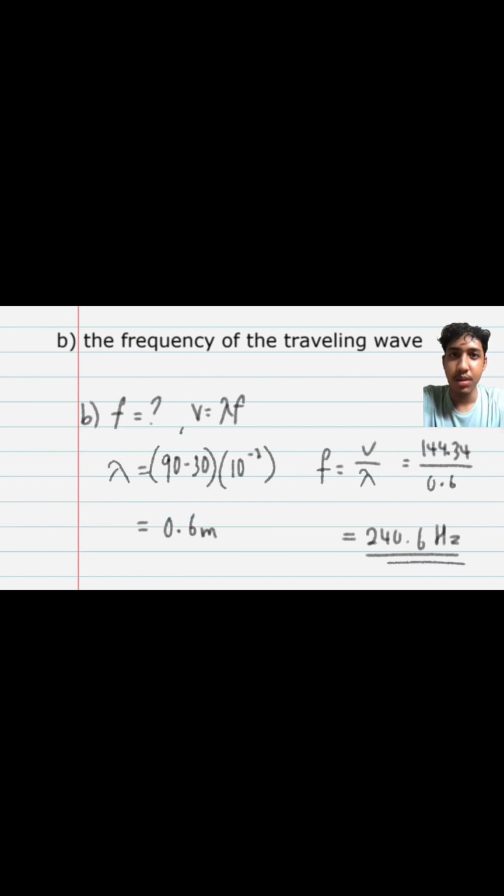Therefore, we can use distance minus 1 over 3 distance, which equals 0.6 meter, as the value of the wavelength. Now that we have both values of V and lambda, we can substitute the values into the equation V equals lambda F in order to get the frequency of the travelling wave, which equals 240.6 Hz. That's all from me. Thank you.